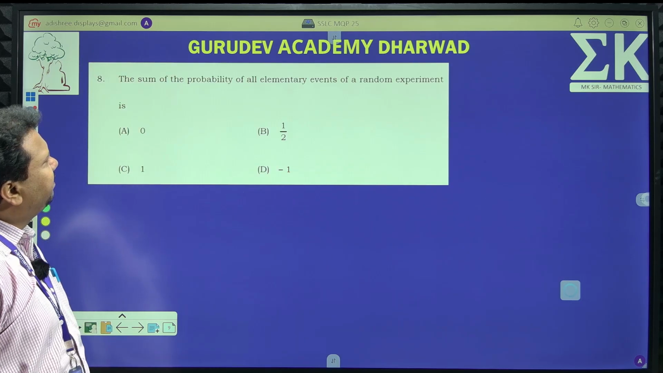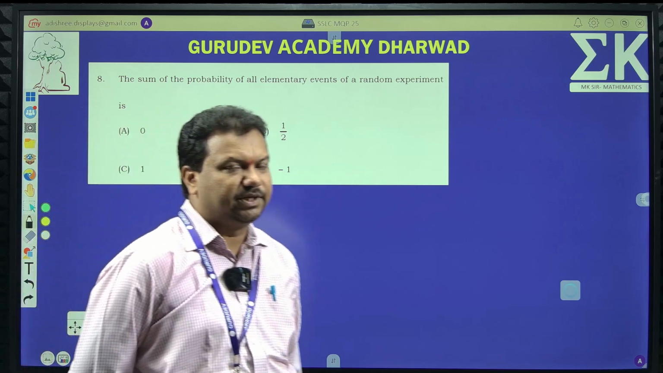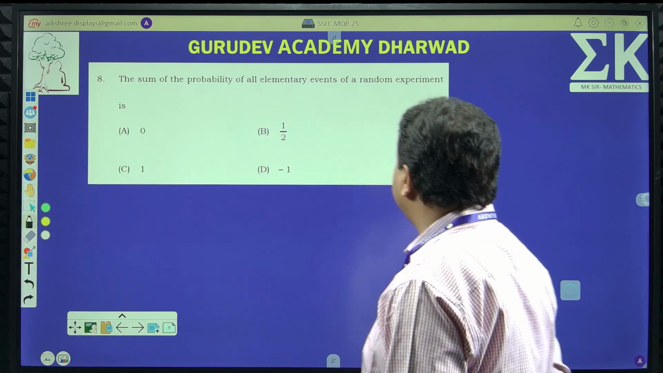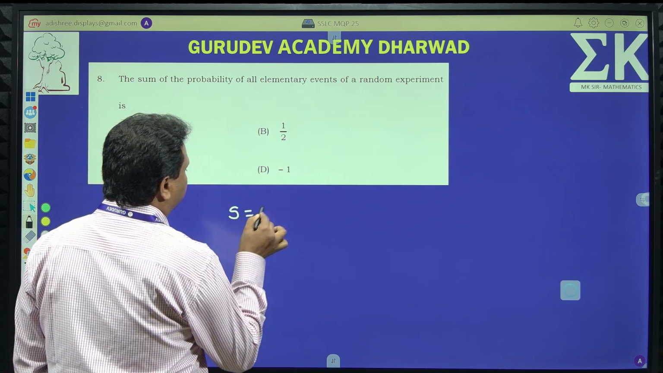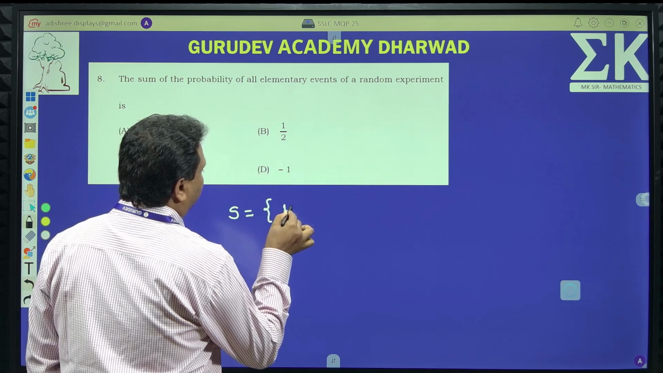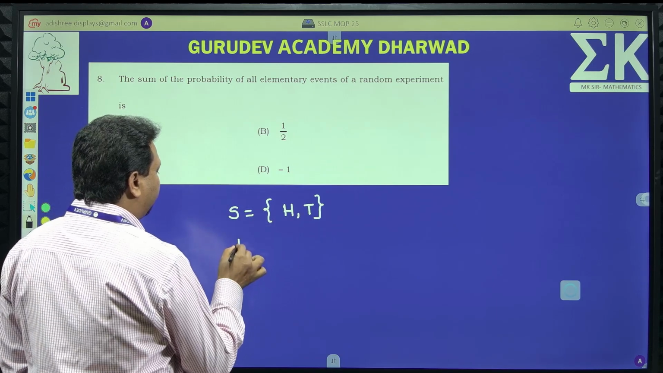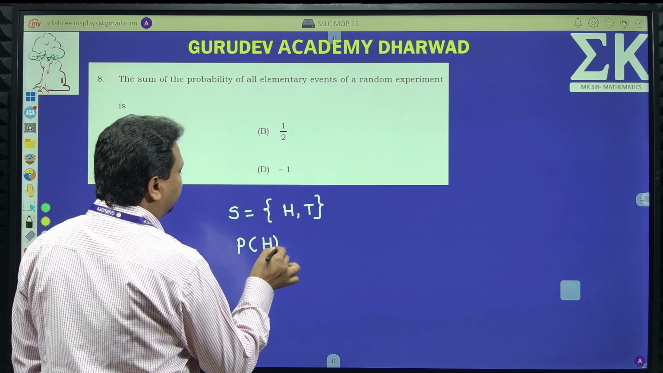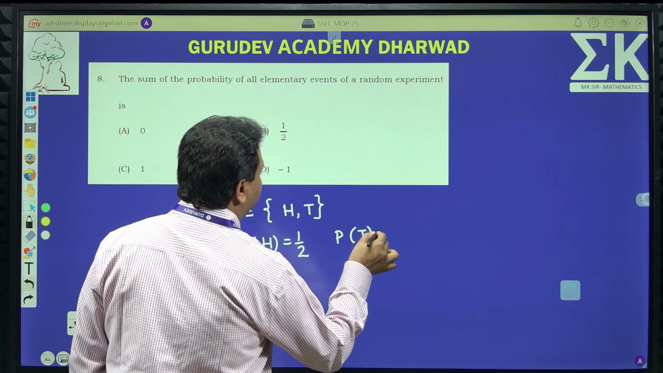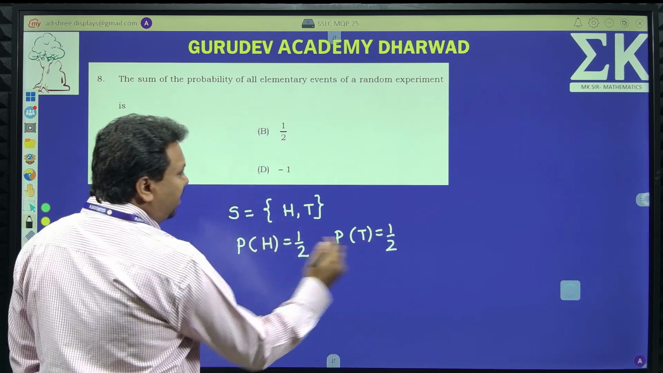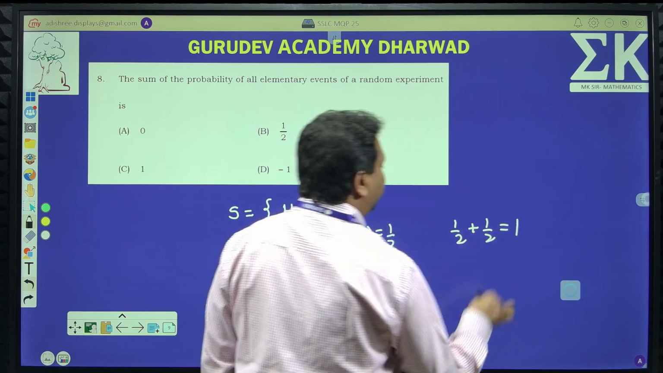The sum of the probability of all the elementary events of a random experiment is, dear students, let me take a simple example, right? Say you are tossing a coin. When you toss a coin, what will be the probability? Head and tail. Now, what is the probability of getting head? 1 by 2. What is the probability of getting tail? Also 1 by 2. What is the sum of these two, they have asked. So 1 by 2 plus 1 by 2 should be equal to 1.